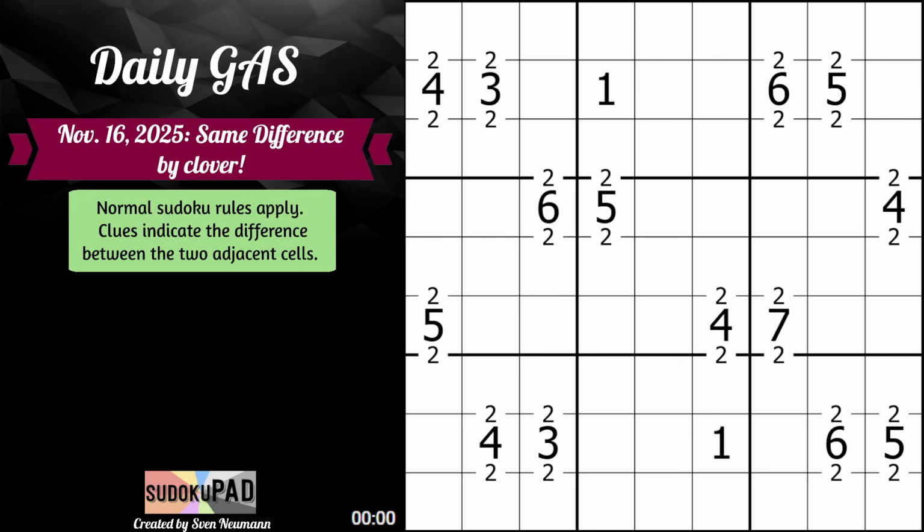Hello and welcome to the Daily Gas for November 16th, 2025, called Same Difference by Clover. Normal Sudoku rules apply. Clues indicate the difference between the two adjacent cells.